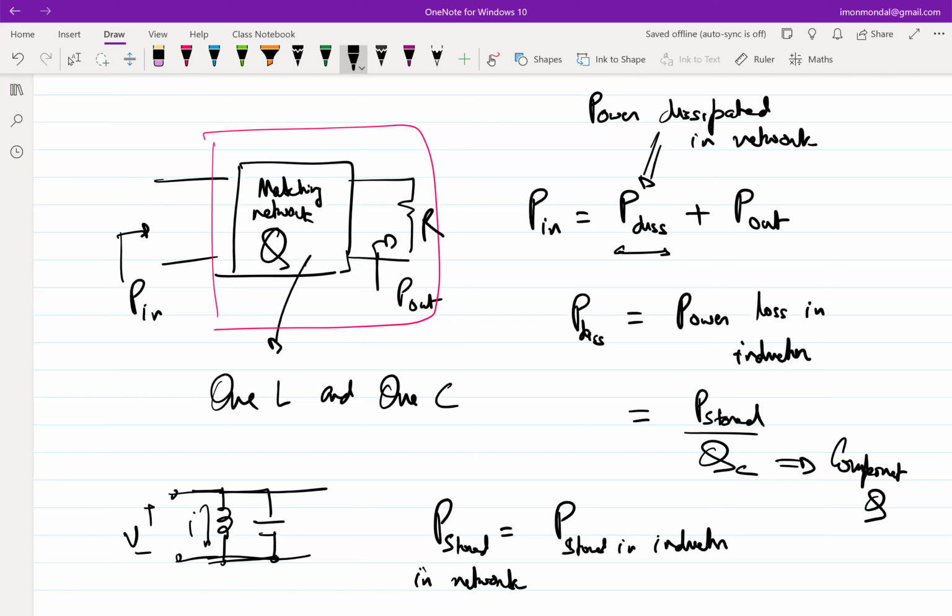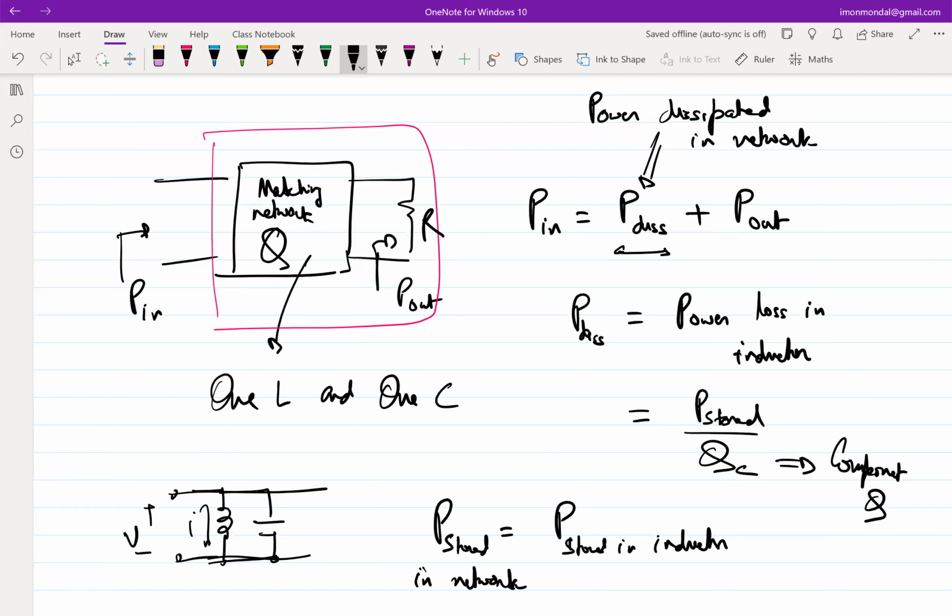As far as the red box is concerned, some power is going in, nothing is coming out. That's lost. So all I want to do is put R inside the matching network and say that the Q factor of the network includes R. Is that clear?